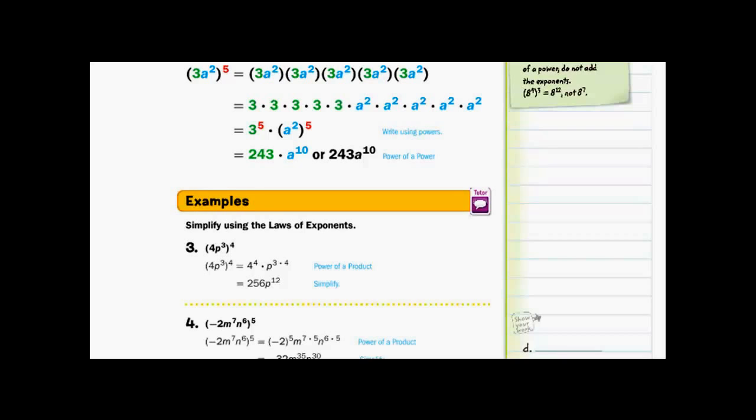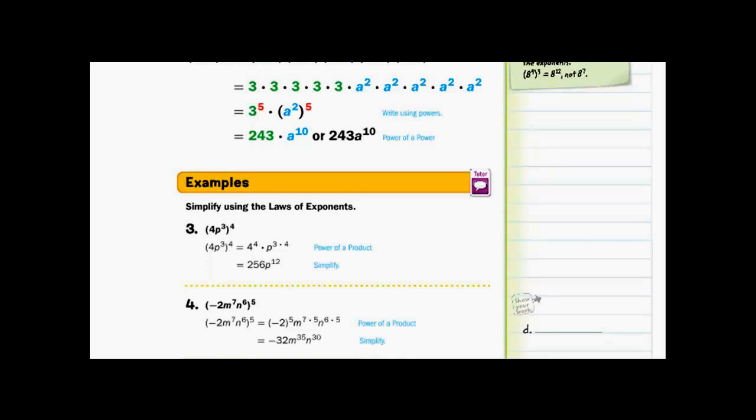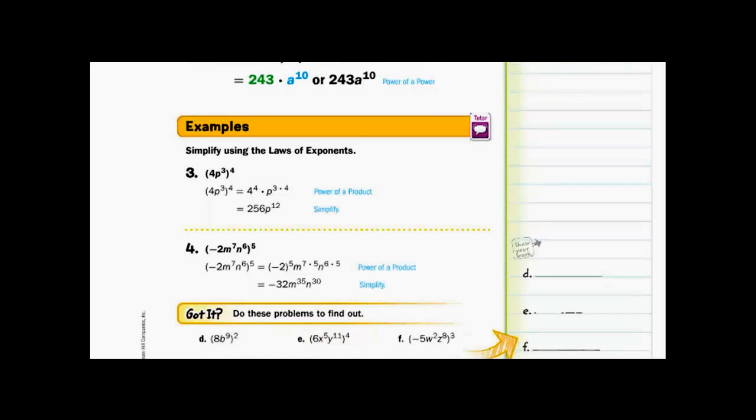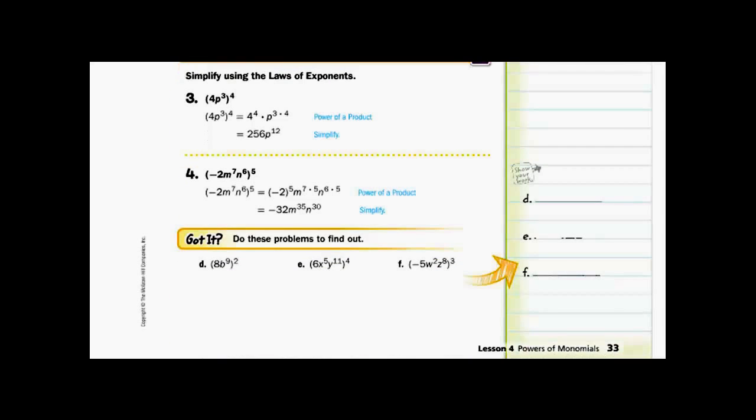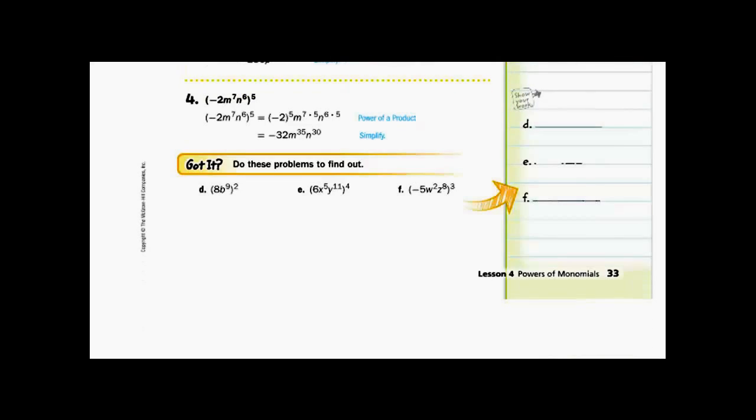Negative 2, m to the 7th, n to the 6th, all of that taken to the 5th power. Whenever you take all of that, one thing I want you to realize is that you have a negative 2 in there. Make sure that the negative goes with it. Negative 2 to the 5th power.